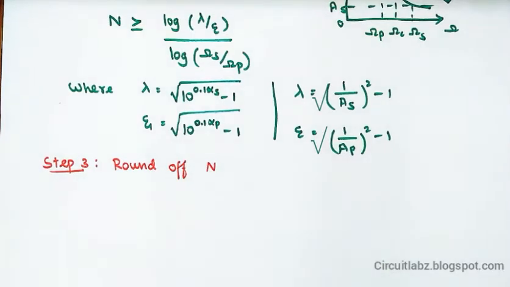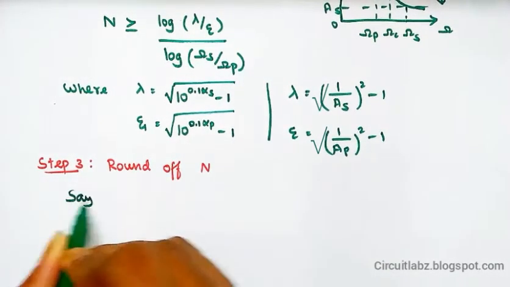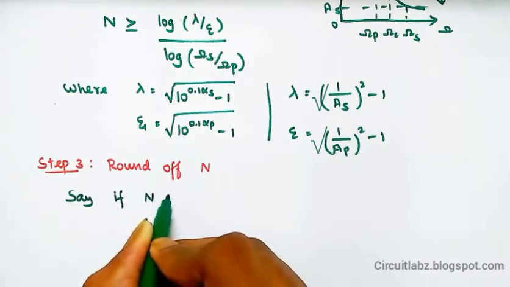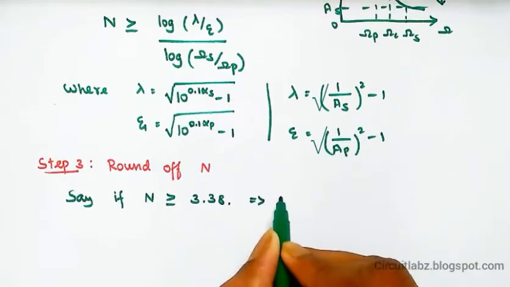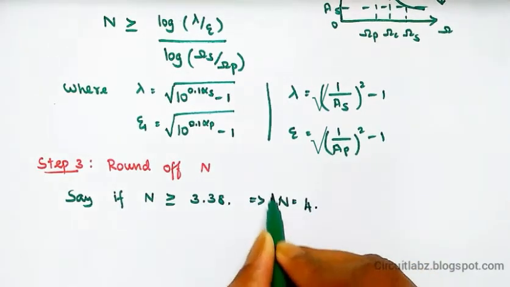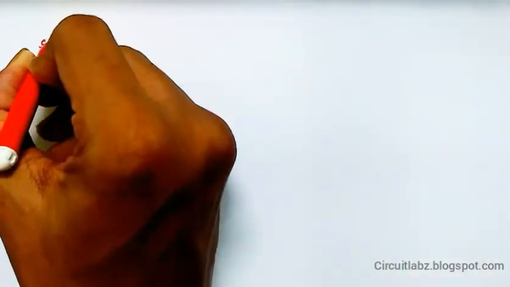In step 3, we will round up the n. Say we get a value of n as 3.38 or something, we will round it off or ceil it to its higher integer, that is n is equal to 4. So we move on to step 4.